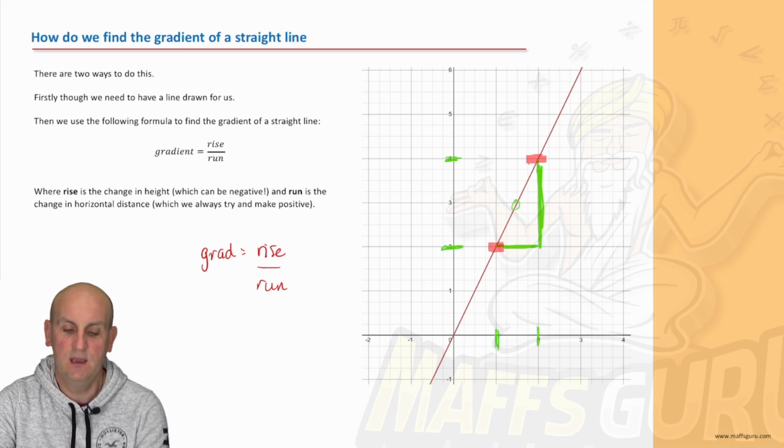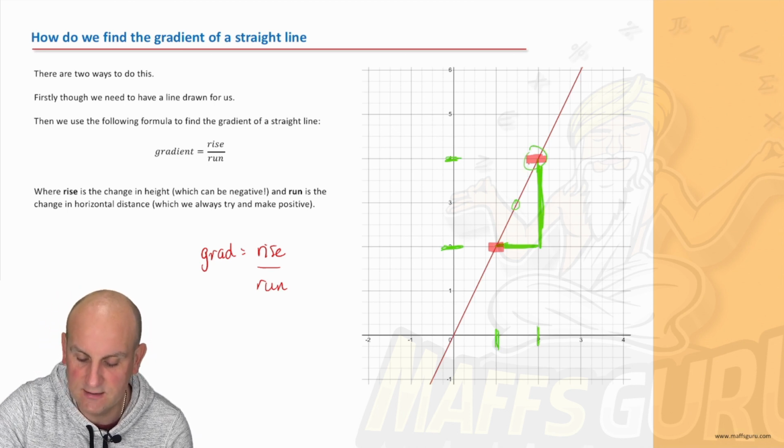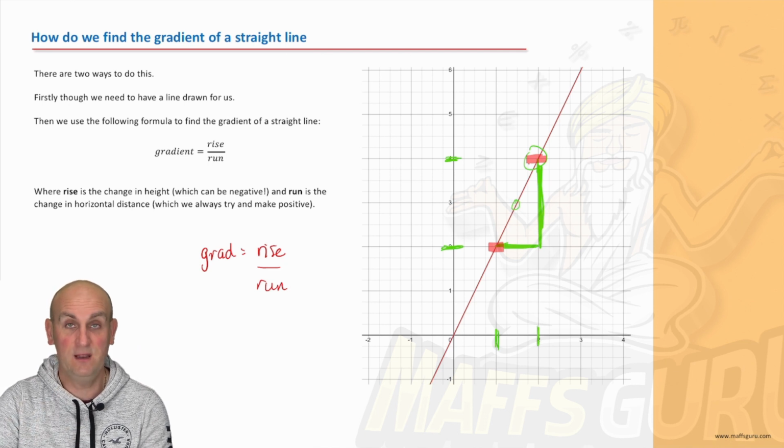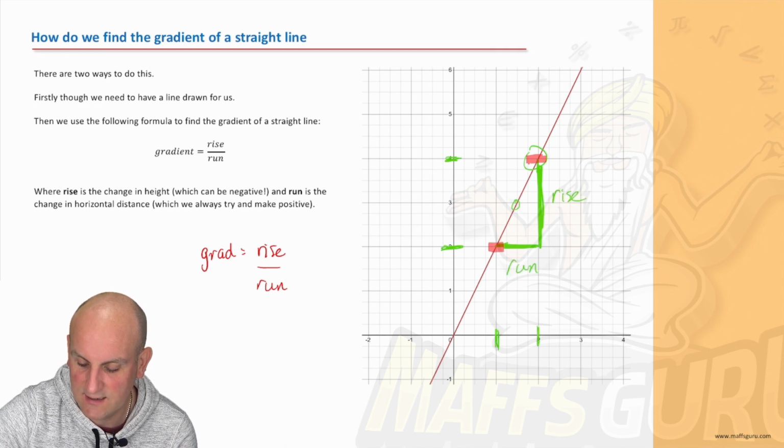Now, what do you notice? I'm going across until I'm level with this point, and then I go up until I meet the point. So like a game of Snake, if you guys ever remember Snake. Yes, so you go across and up. And believe it or not, this here now is my rise, and this here is my run.